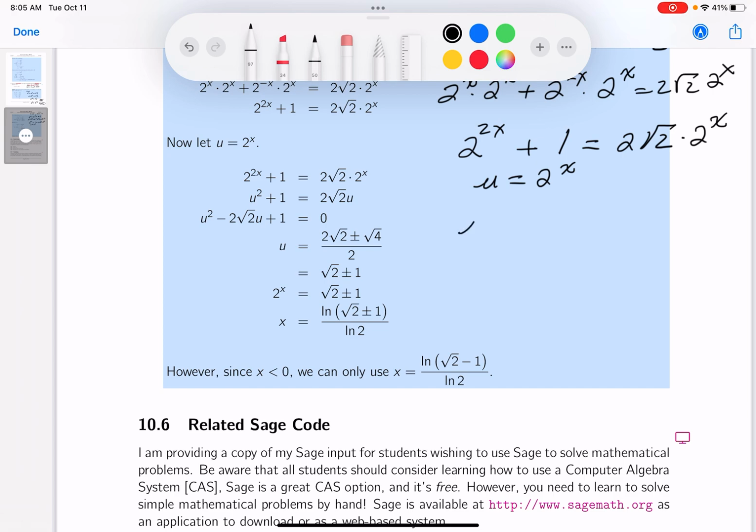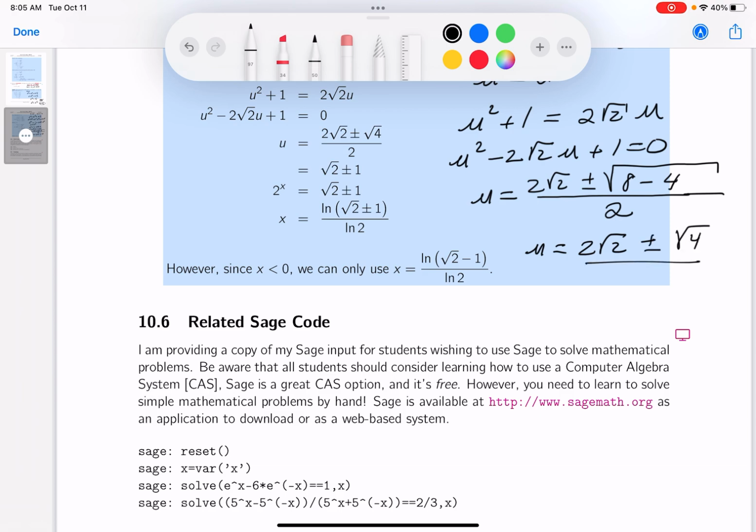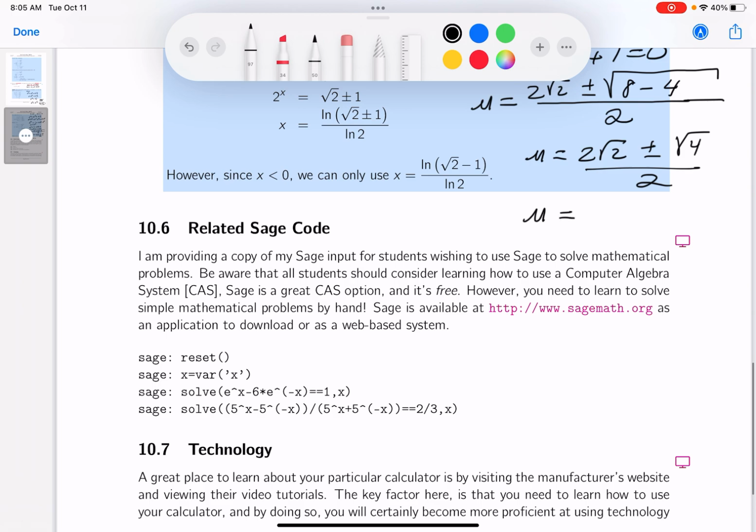And what do you get there? You get u squared plus 1 equals 2 root 2 u. This is quadratic, so u squared minus 2 root 2 u plus 1 equals 0. I can use the quadratic formula. And what do you get? u equals 2 root 2 plus or minus the square root of 8 minus 4, over 2. 8 minus 4 is 4. And this looks pretty easy to deal with. What do you get? You get u is equal to root 2. The square root of 4 is 2, so plus or minus 1.